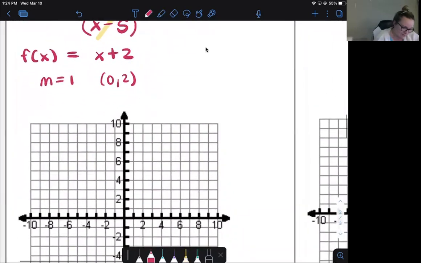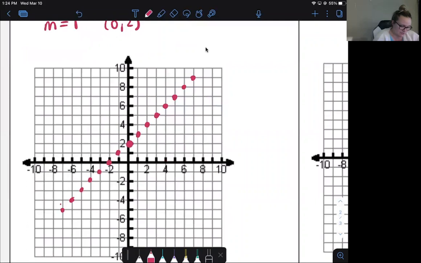So I'm going to plot the point 0, 2. I'm going to go up 1 over 1, up 1 over 1. I can also go down 1 over 1 just to find some more points when I draw my line. It's easier to draw your line if you have a bunch of points to guide the shape of your line, right?